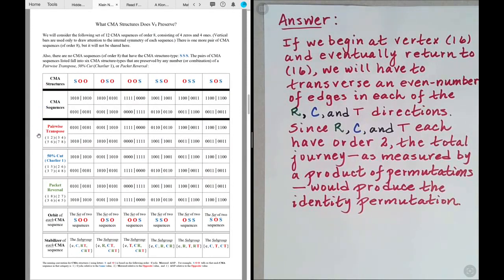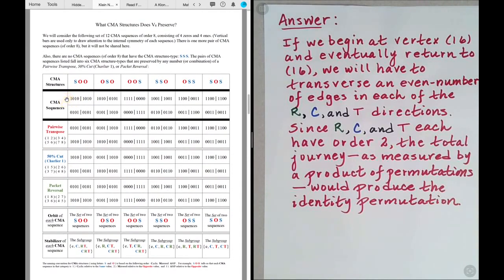So here we have the CMA structures along the top, CMA sequences corresponding to those structure types. And then, of course, here we have the pairwise transpose, the 50% cut, and the packet reversal. Maybe just for a moment, why don't we focus on this one right here, the SOO structure that corresponds to 1, 0, 1, 0, 1, 0, 1, 0. So it really is just alternating ones and zeros.